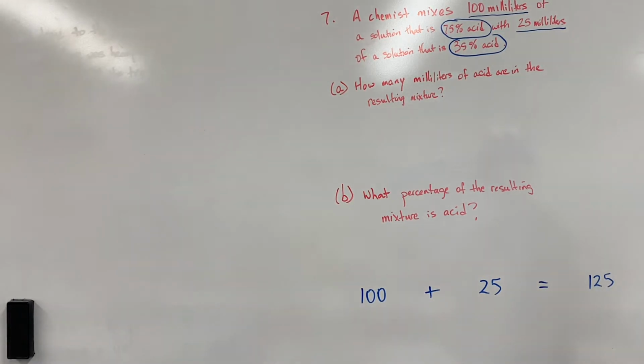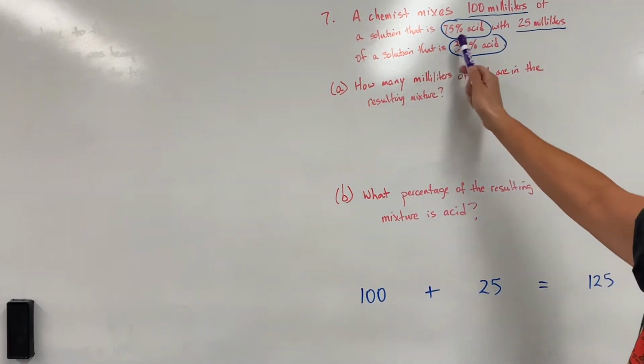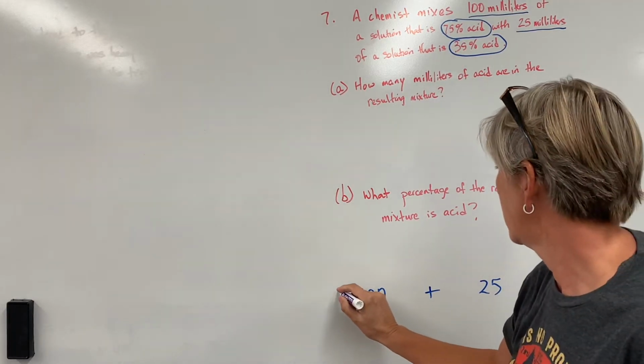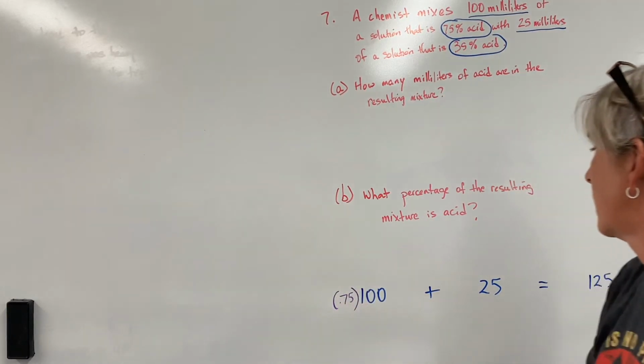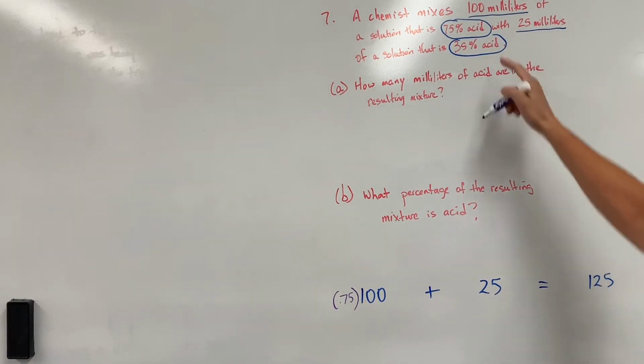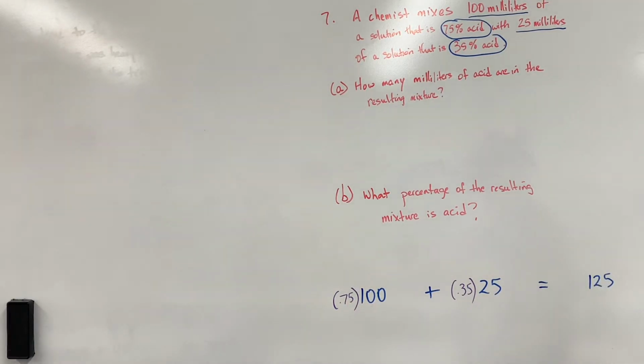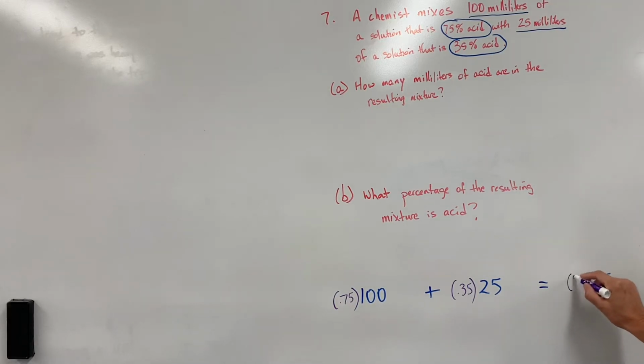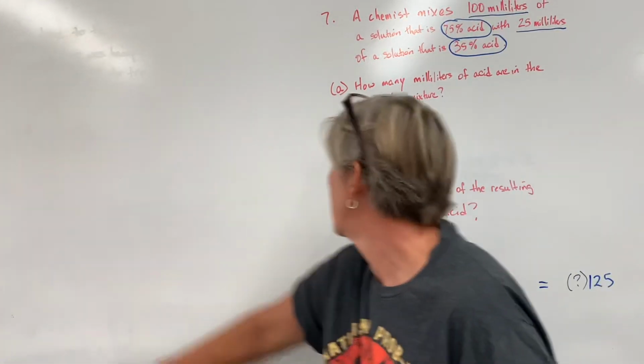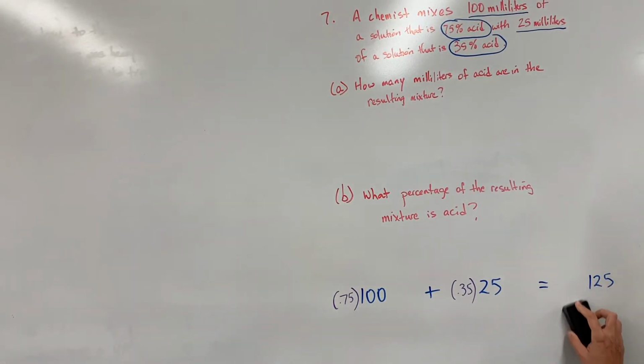So 100 milliliters of a solution that is 75% acid. So this solution here is 75% acid. 25 milliliters is 35% acid. Notice I put it in as a decimal and took out my percent sign to get a total of some quantity, which I don't know, of acid, right? So if that's my unknown, I'm going to write that as an x, and it's being multiplied. We're more used to putting that unknown x on the right side of the number.